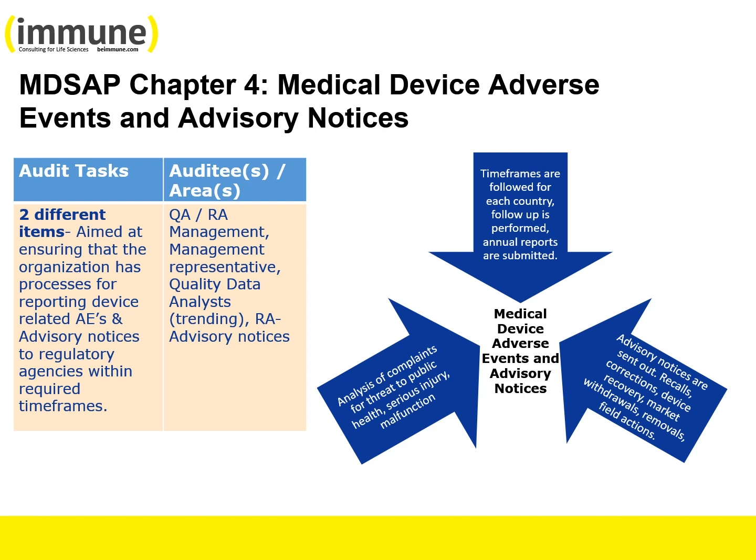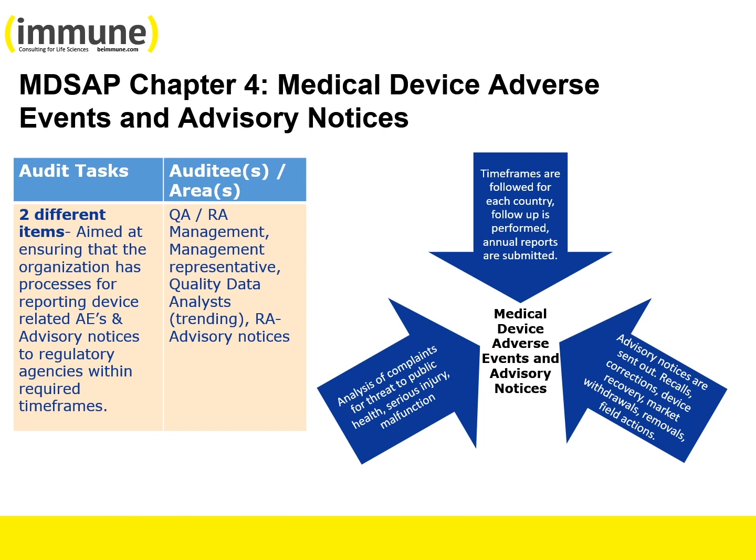As a result of the audit, objective evidence will show whether the medical device organization has defined processes to ensure individual device-related adverse events are reported to regulatory authorities as required, and has ensured that advisory notices are reported to regulatory authorities and authorized representatives when necessary. This includes any notified bodies and terms of contract, and has maintained appropriate records of individual device-related adverse events and advisory notices. There are 2 different items within this chapter, and areas involved in the audit could be quality assurance, regulatory affairs management, the management representative, quality data analysts, and regulatory affairs responsible for advisory notices.